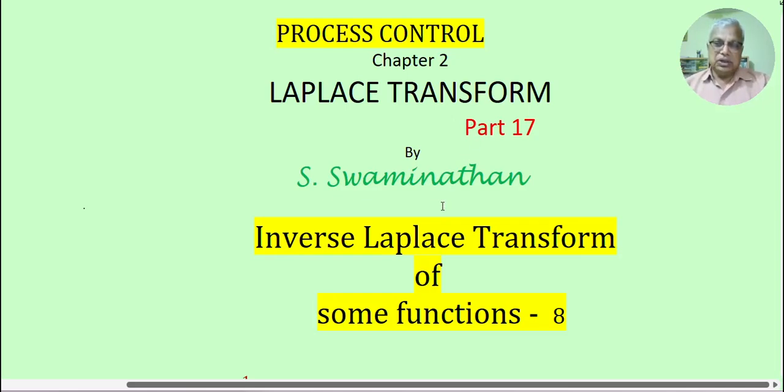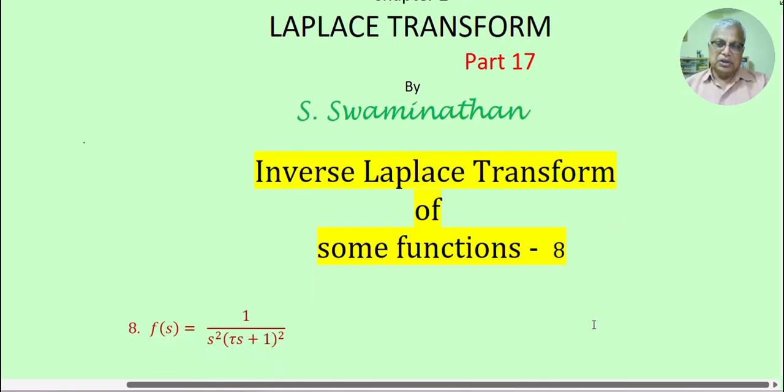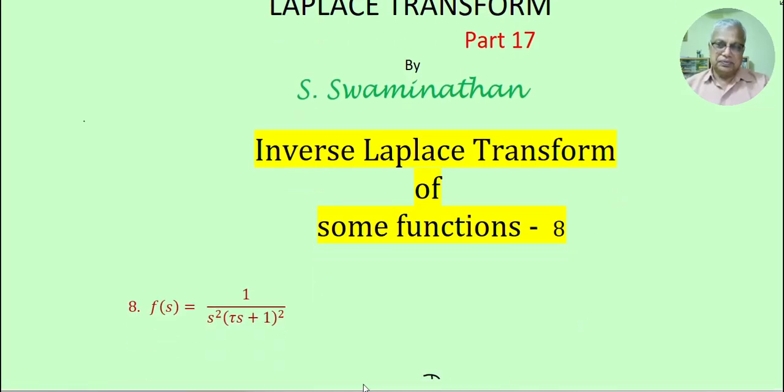In the last four lectures, in the last four videos, we have been finding the inverse Laplace transform of certain useful functions. And in this class, we will find it for one more function. The function is 1 by s square into (tau s plus 1) whole square.